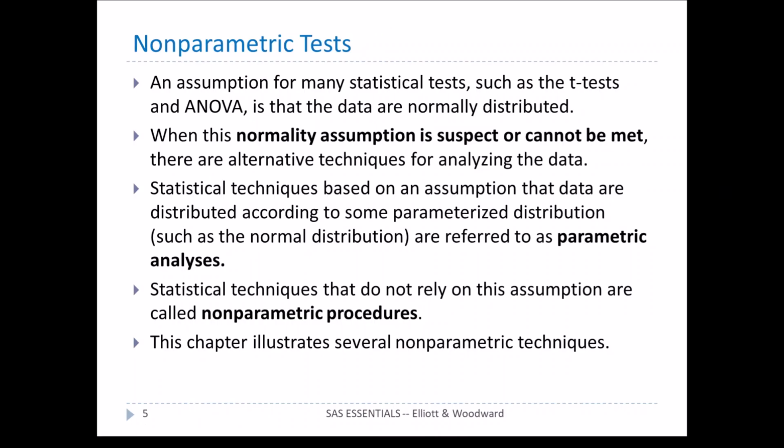This chapter is going to be about nonparametric tests. So there's an assumption for many statistical tests, such as the t-test and analysis of variance, that data are normally distributed. So when this normality assumption is suspect or can't be met, there are some alternative techniques for analyzing the data. Statistical techniques based on an assumption that the data are distributed according to some parameterized distribution, such as the normal distribution, are often referred to as parametric analyses. So statistical techniques that do not rely on this assumption are called nonparametric procedures. And this chapter illustrates several nonparametric techniques.